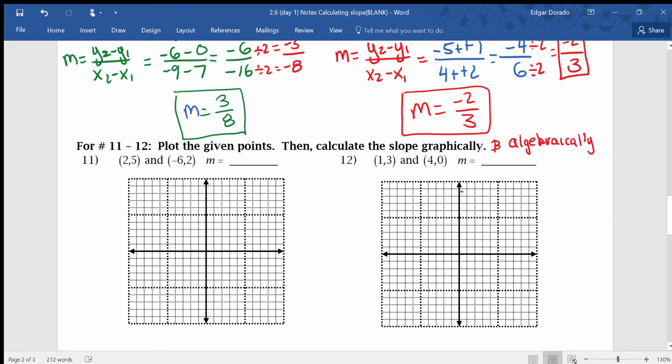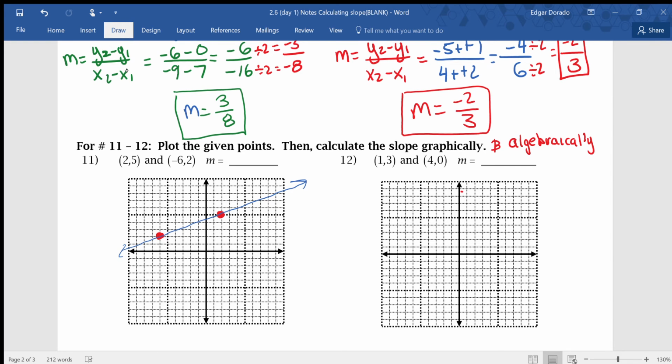So why don't we go ahead and graph both of those points. For number 11, we have 2, 5. Starting at the origin, I go to the right 2 and up 5. So really my point is this one. I just used this little bottom one as a guide, so I'm going to erase it. So 2, 5, and then -6, so left 6 and up 2 is our graph. Now what I'm going to do is try to draw a straight line between those two. Okay, that wasn't too bad.